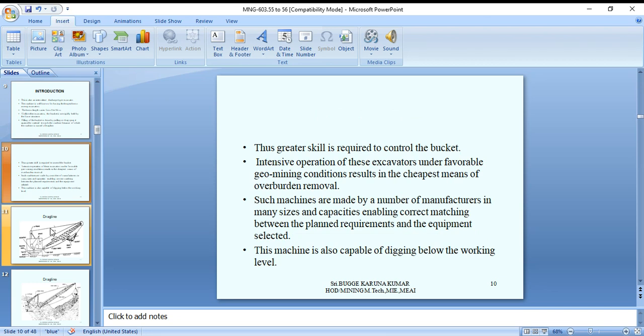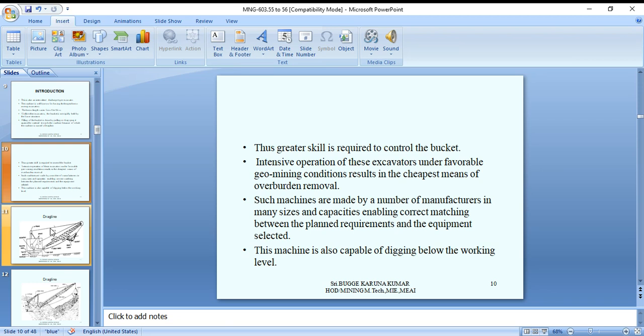The greatest skill is required to control the bucket. Intensive operation of these excavators under favorable geomining conditions results in the cheapest means of overburden removal. Such machines are made by a number of manufacturers in many sizes and capacities, enabling correct matching between the planned requirement and the equipment selected.